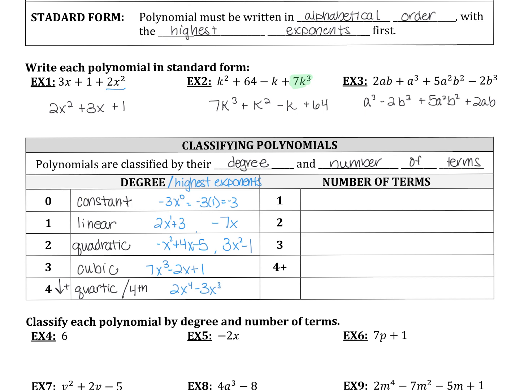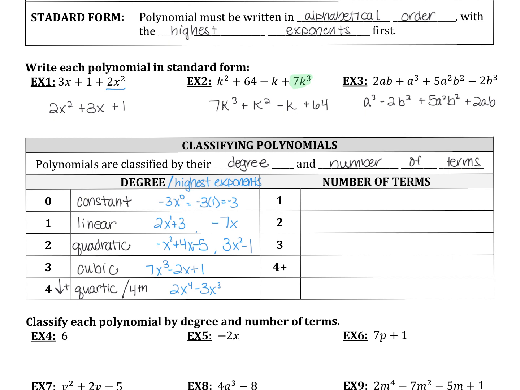Now, here's a couple tricky things. If my problem's not in standard form, my highest exponent might not be at the front, which is why it's important that we write things in standard form so that we can quickly look at it and know what my highest degree is. All right, let's also go over the number of terms, because the number of terms will help us classify these polynomials even more. Sometimes it's just nice to know what we're working with, and that's why we look at both degree and number of terms.